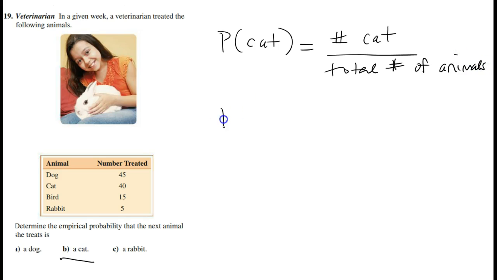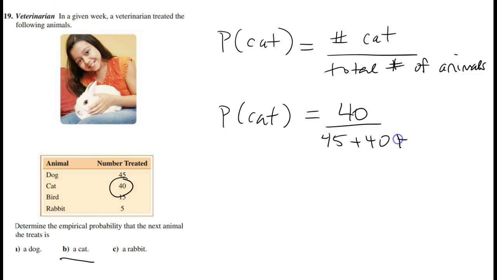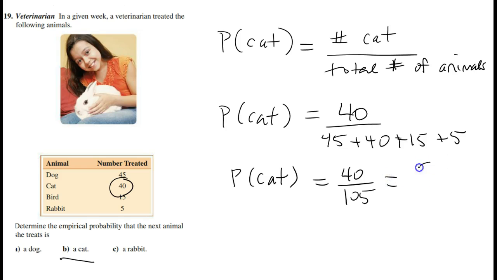Okay, so the probability of a cat would be 40. And we remember from our last problem, when we added up all the animals, it was 105. But I'll go ahead and write it just so when you're looking at this and taking notes, you'll know where we got the number in the denominator from. Okay? So the probability of a cat is 40 divided by 105. And we can simplify that fraction. I'm simplifying these by putting them in my calculator. And we get 8 over 21.